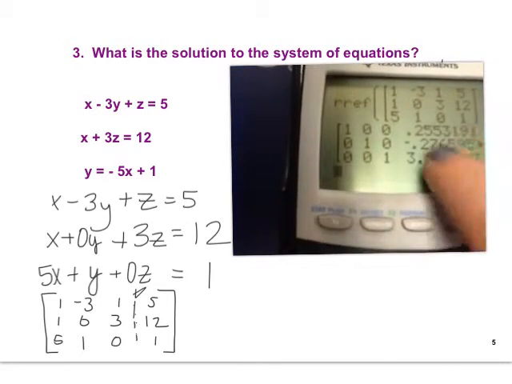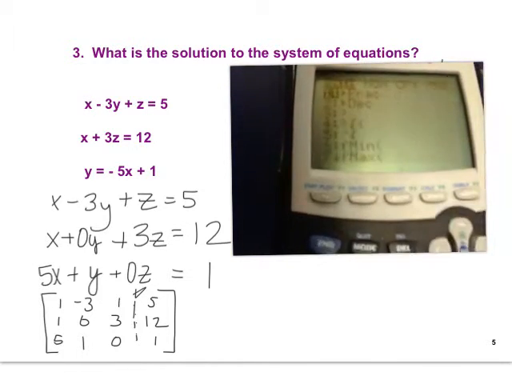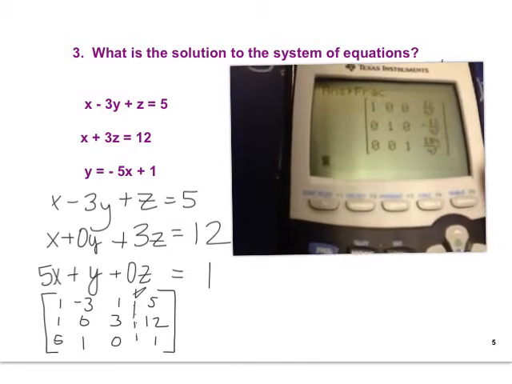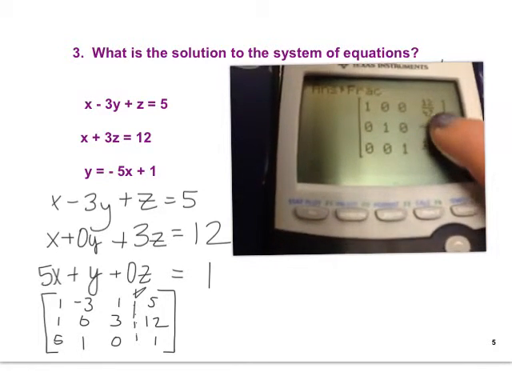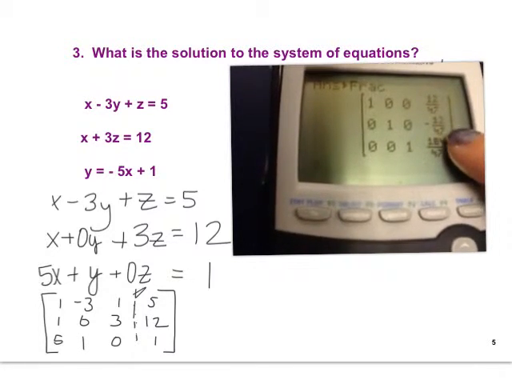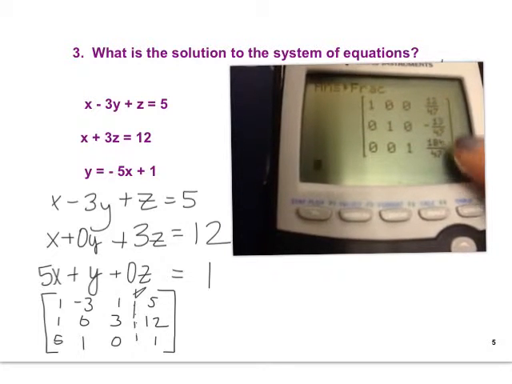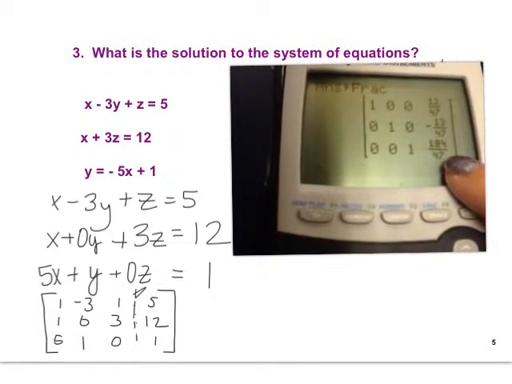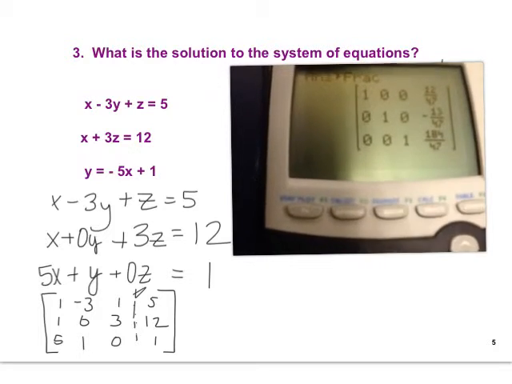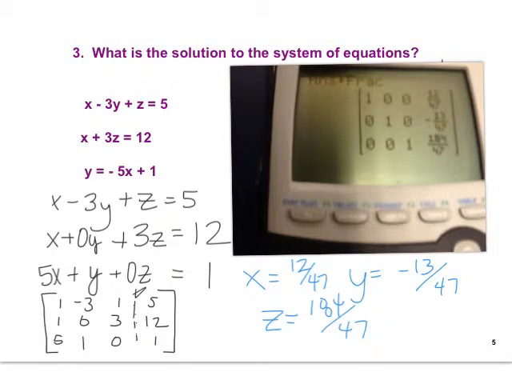This last column is kind of a mess, so I'm going to push math, enter, enter to convert those to fractions. And that tells me x is 12 over 47, y is negative 13/47, and z is 184 over 47. So here is my solution. X is 12 over 47, y is negative 13 over 47, and z is 184 over 47. This is the solution to the system of equations.